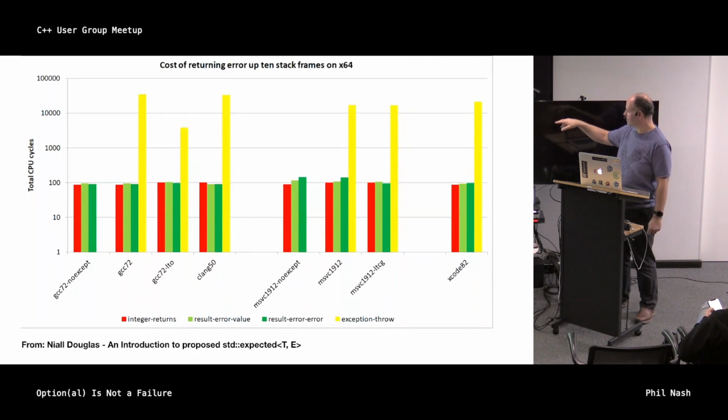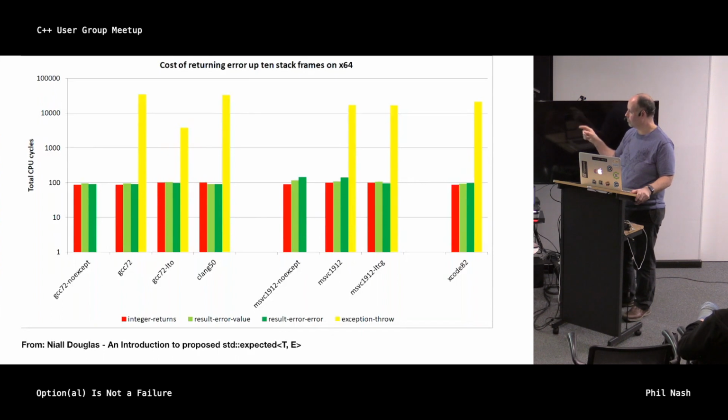Lots of different compilers. And there's actually 4 colored bars there. It may not be very clear, but the yellow one is the exceptions, and the others are different types of error returns. What's interesting is the y-axis is exponential. So the cost of returning an error up 10 stack frames is at least 2 orders of magnitude more expensive than error returns, which really tells you everything you need to know.